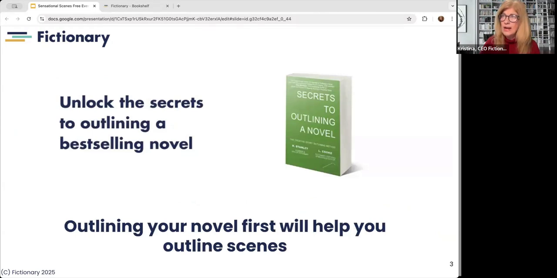For writing a sensational scene, my recommendation is if you outline your novel first, even just the basics, you are going to have an easier time writing fantastic scenes. The reason for this is you could write a good scene that works, but on its own, it's just a scene, and it becomes sensational when it belongs in your book. It's in the right place. It's doing the right things. So today, that's the bigger picture.